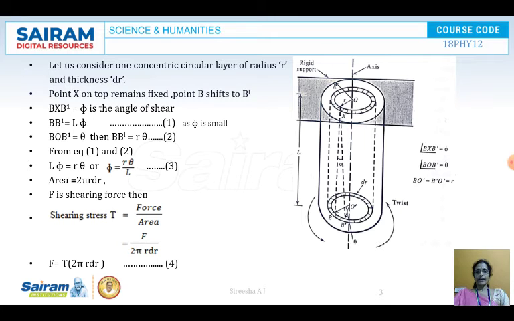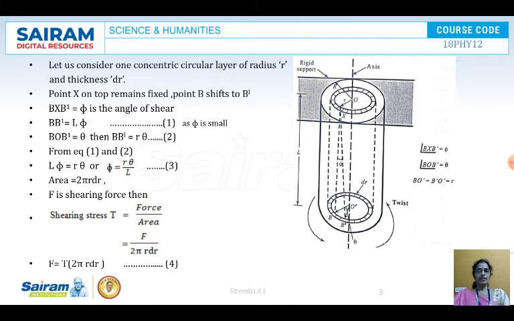Now let us see the diagram. Let us consider one concentric circular layer of radius r and thickness dr. If you look at the figure, look at the upper part here. Consider a concentric circular layer of thickness dr. You can see from the diagram near the bottom part, dr is nothing but one concentric circular layer having a radius of small r and a thickness of dr.